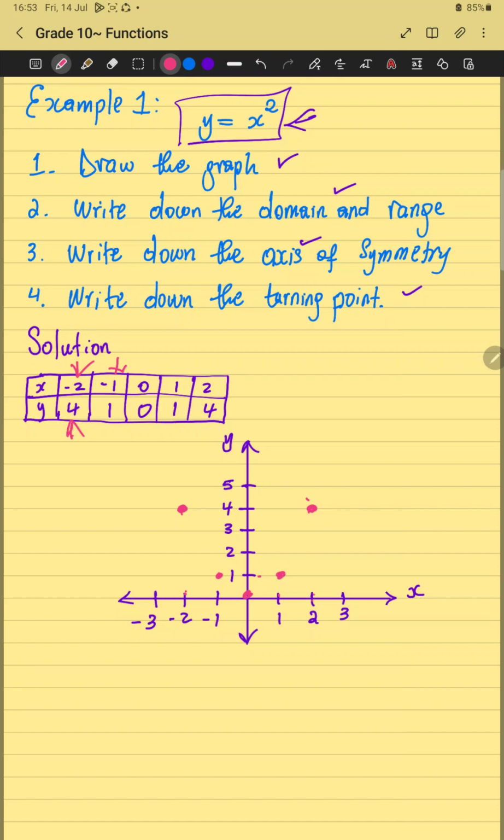Before you join, you have to consider the value of a. Remember, the value of a is here. I said when a is greater than 0, this will be the shape. Alright, then you just join all the points. Simple as that. So we've now done sketching the graph. That is the first question.